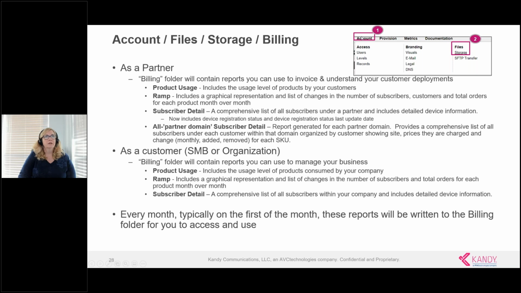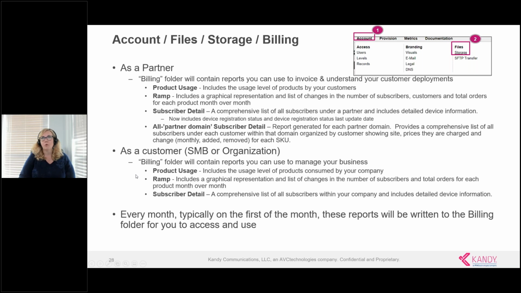Within admin, under account, under file storage, there is a billing folder, and then there are other folders in there too. But as a partner, you're going to see product usage, ramp, subscriber detail, and then all. These are all reports that you can just right click and download from there. You can do it through the dashboard, or they're all in the SFTP.